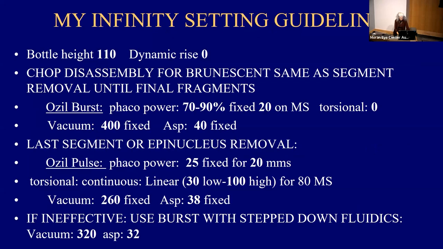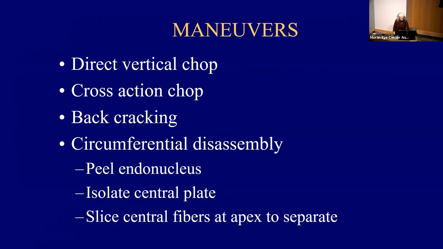So I don't think my infinity settings are really significant, except to say that, but I have them here just so you know in the technique. The main thing is to say that once I finish removing circumferential disassembly, when I finish removing the denser internal part of the lens, the endonucleus, and I start to fold the epinucleus in and expose the posterior capsule, I will lower my flow and my vacuum so that I don't have as much of a risk of any surge.